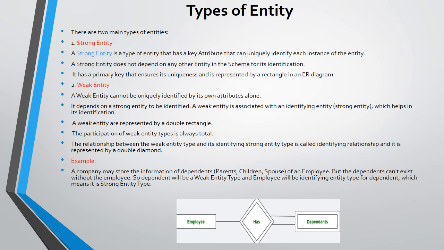The relationship between the weak entity type and the identifying strong entity type is called an identifying relationship, and it is represented by a double diamond. For example, a company may store information about dependents: parents, children, spouse of the employee. But the dependents cannot exist without the employee, so the dependent is the weak entity type and the employee is the identifying, strong entity.